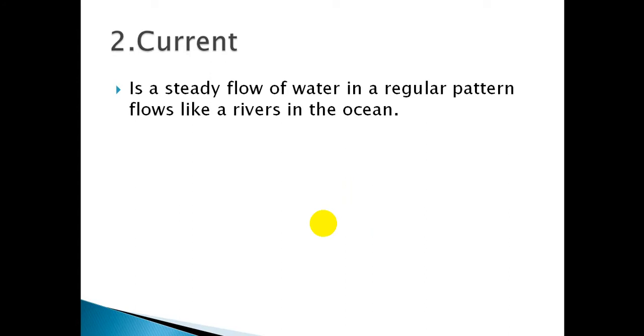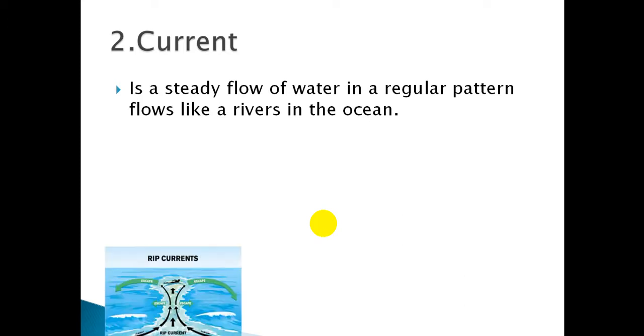Second kind of water movement called current. The current is a steady flow of water in a regular pattern. Current is like a flowing river inside the ocean. The water flows like a stream or river in the ocean. We have many kinds of currents.